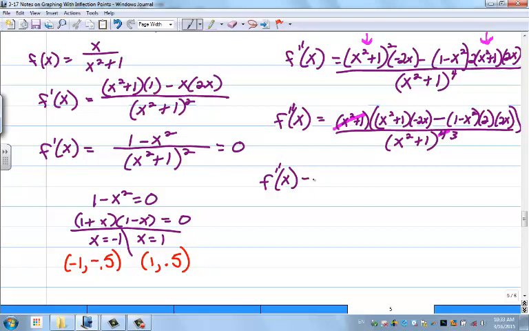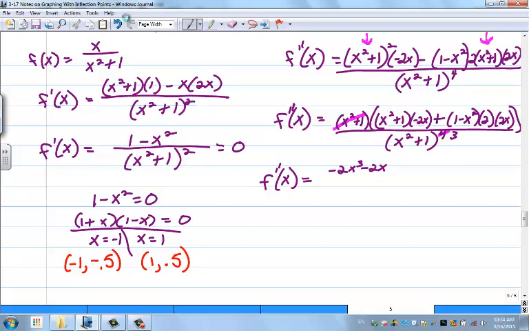F double prime of x is equal to, now I'm going to simplify this, multiply through. So I get negative 2x times x squared plus 1. That gives me negative 2x cubed minus 2x. And then I have, this is negative, and I've got a 2, and I've got a 2x. So 2 times 2x is 4x, and then I'm going to put the negative on there too.